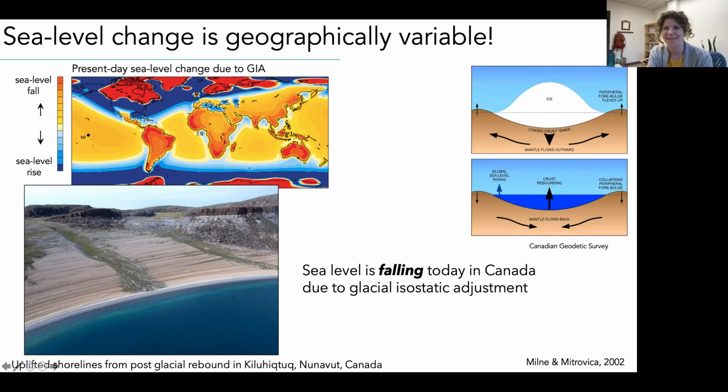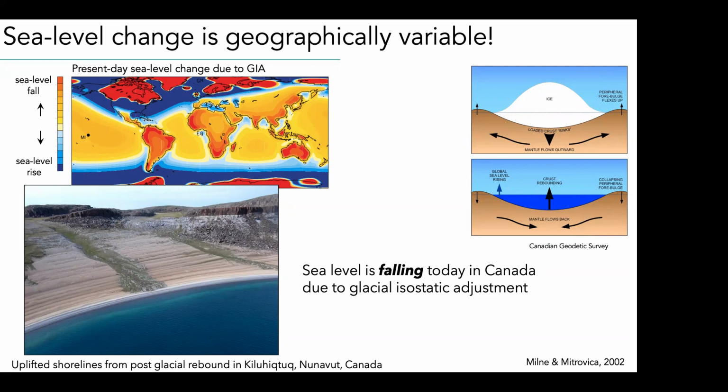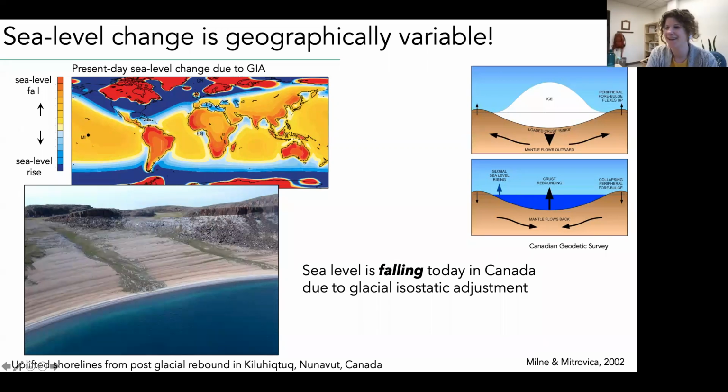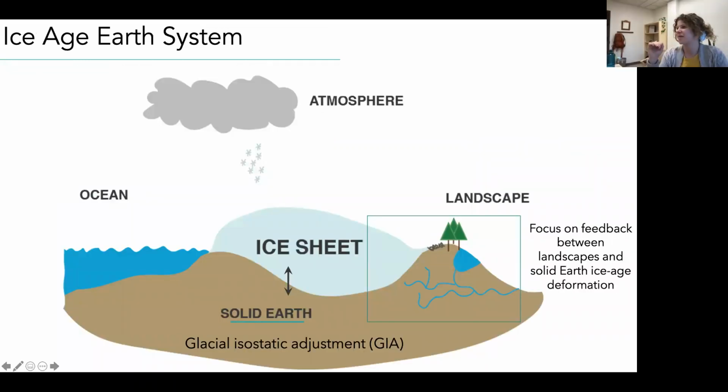Okay, hopefully that felt like a good introduction to glacial isostatic adjustment. So I'm going to return back to this little cartoon of how ice sheets interact with different parts of the Earth system, and highlight this interaction between solid Earth and landscapes. And this is an area that's a major part of my research, is thinking about feedbacks between landscapes and this process of glacial isostatic adjustment.